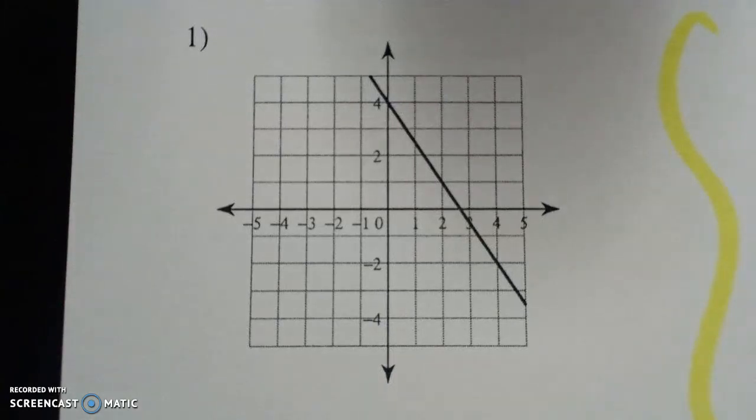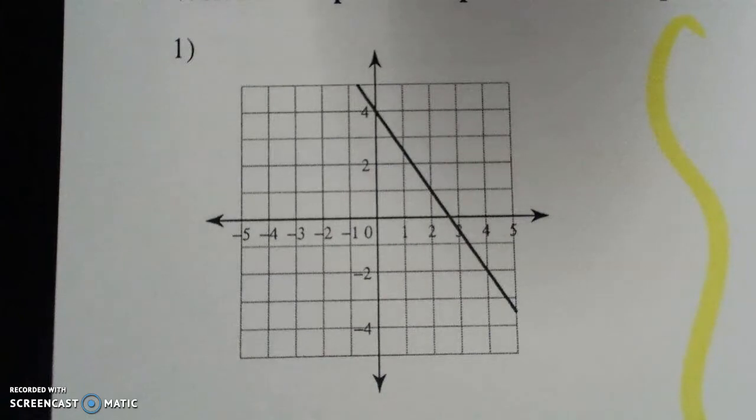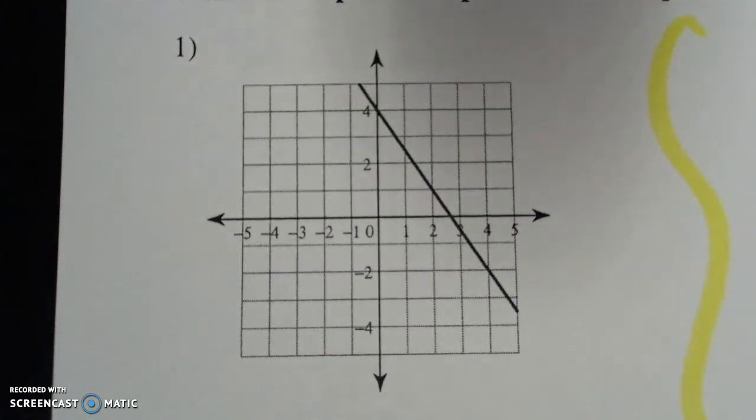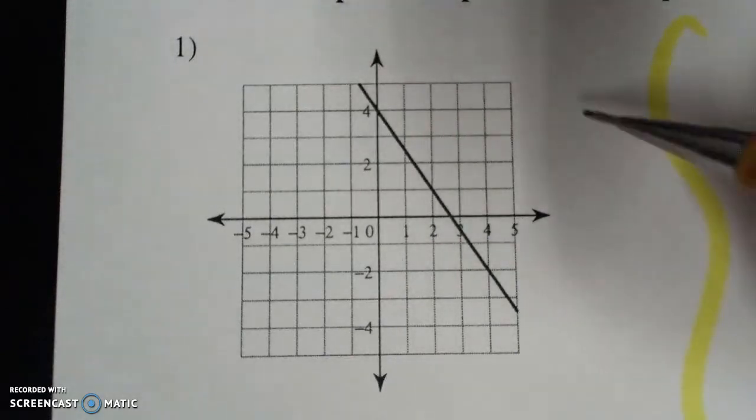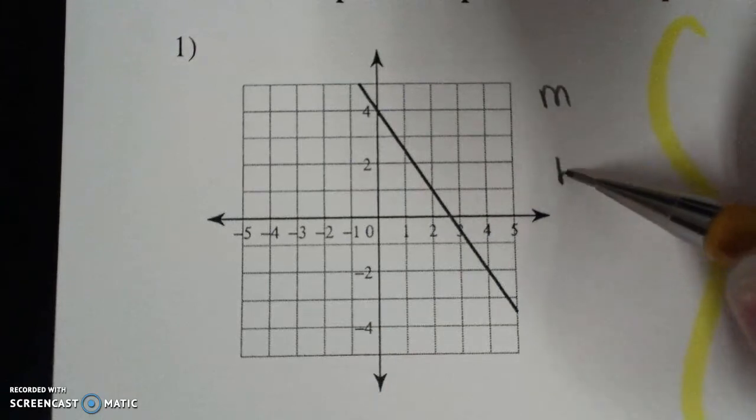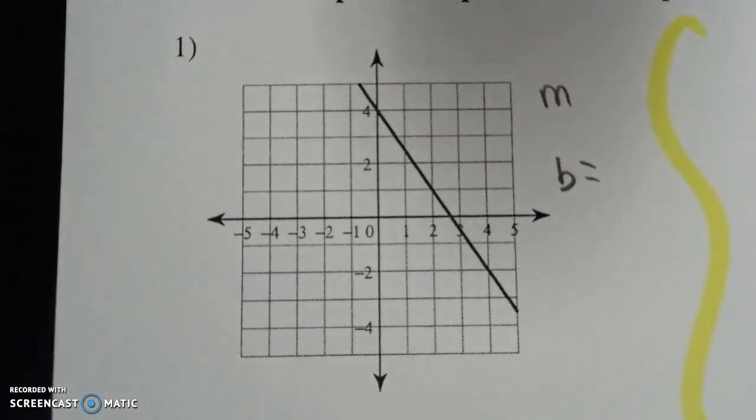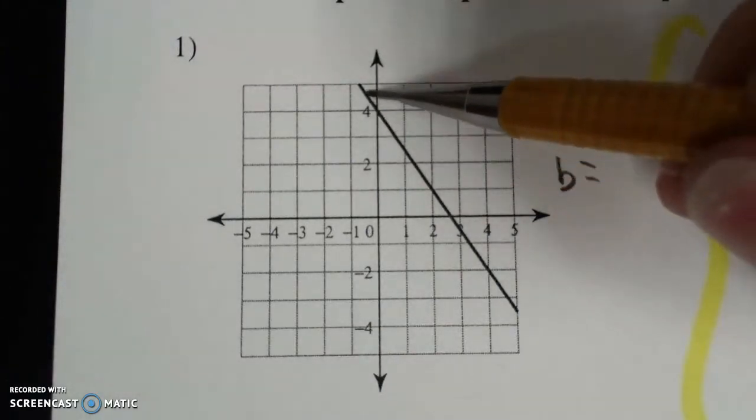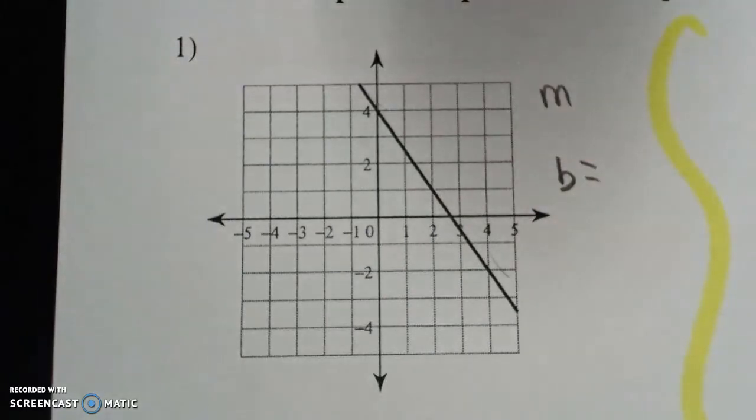Okay, just like in math, we learn how to do something and then we learn how to undo it. So last one I gave you an equation and you had to graph. Now I'm going to give you a graph and you have to get the equation. So I'm going to have to find an M and a B. My B is where my line crosses the y-intercept, which is right here, which is 4.